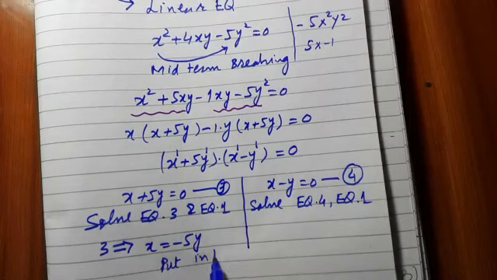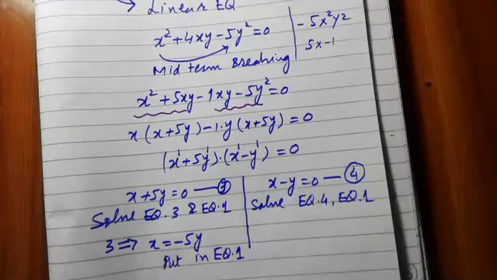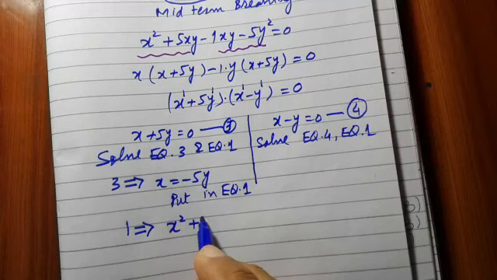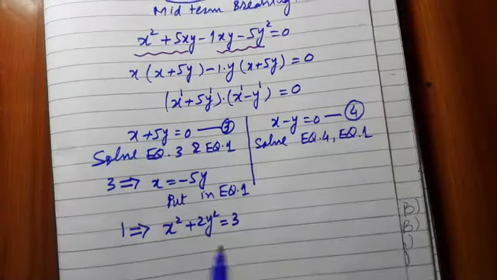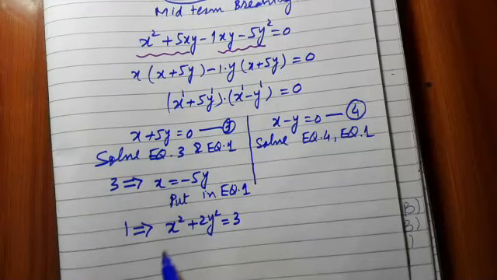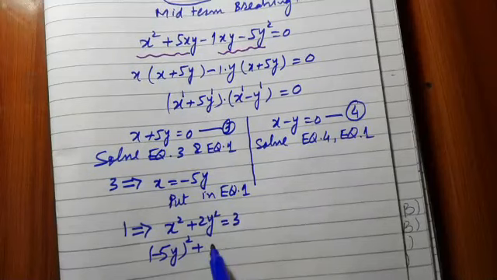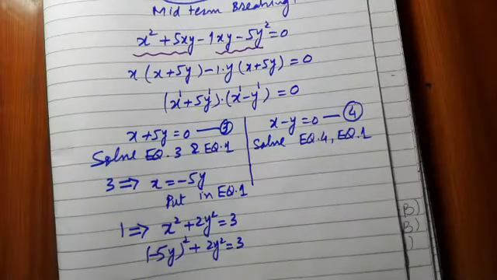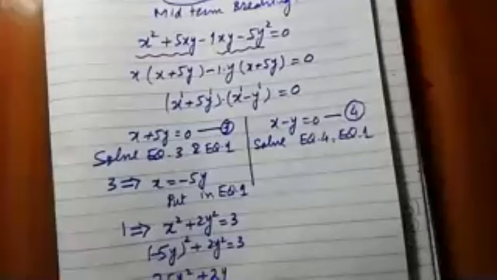And what is equation number 1? So let me first write it because it is written right on the top of the page. So I will rewrite it for you so that you can see it. x square plus 2y square equals to 3. So substitute where there is x: minus 5y whole square plus 2y square equals to 3. That is 25y square plus 2y square equals to 3.